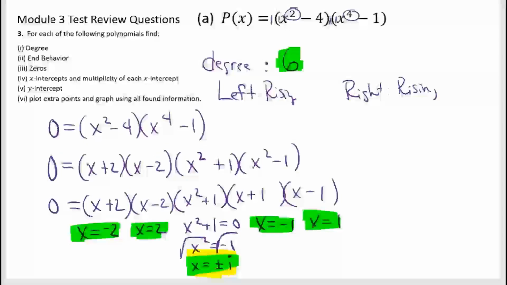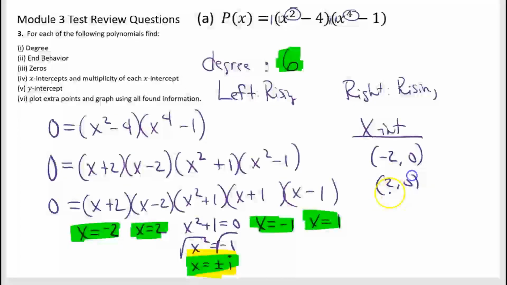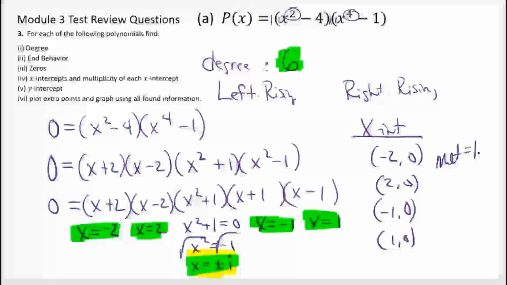So if I were to list x-intercepts, they're going to be negative 2, 0. What's up with the 0? I just wrote it in point form. 2, 0 from here. These guys don't count. They're zeros, they're not x-intercepts. Next one, negative 1, 0, and 1, 0. I have 4 x-intercepts. What about the multiplicity? I don't see any repeats, right? It's just 4 of them, no repeats. So they all have multiplicity equal to 1, which means on the graph, it's going to cross through the x-axis on all of those spots.